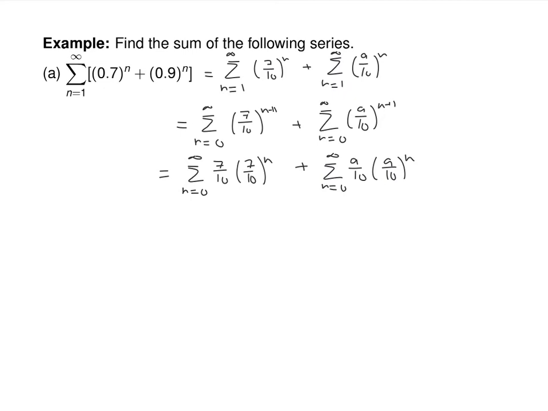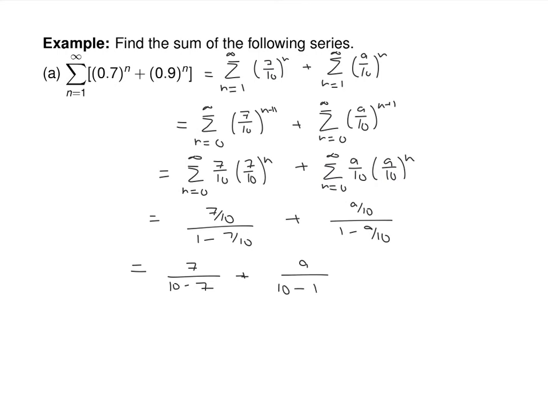Okay, adding those things up, the first one will be 7/10 over 1 minus 7/10. The next one will be 9/10 over 1 minus 9/10. That's the same thing as 7 over 10 minus 7, plus 9 over 10 minus 9. So we have 7/3 plus 9. 7/3 plus 27/3 tells us that this sums up to 34/3.